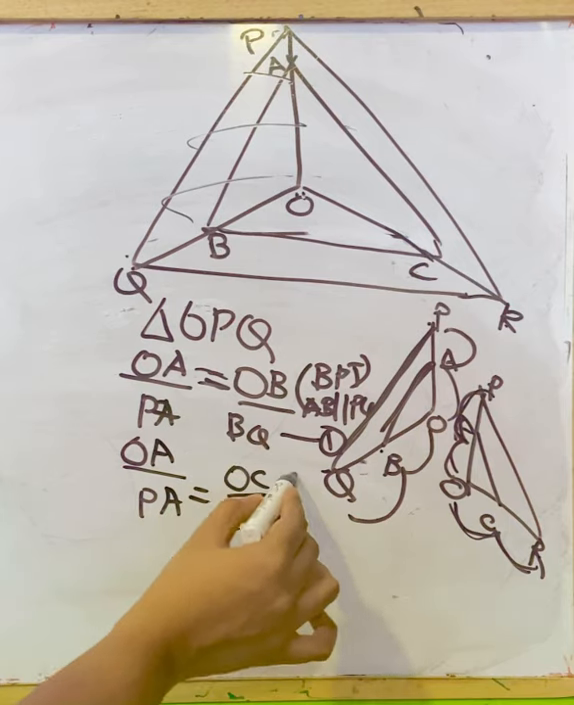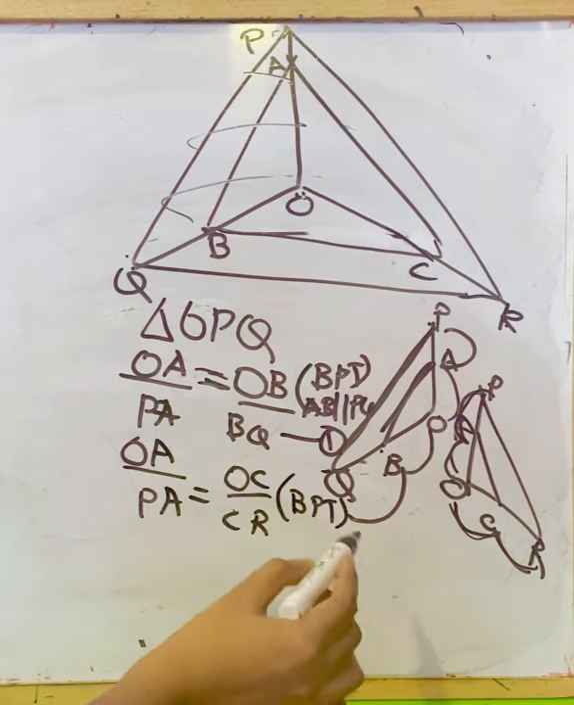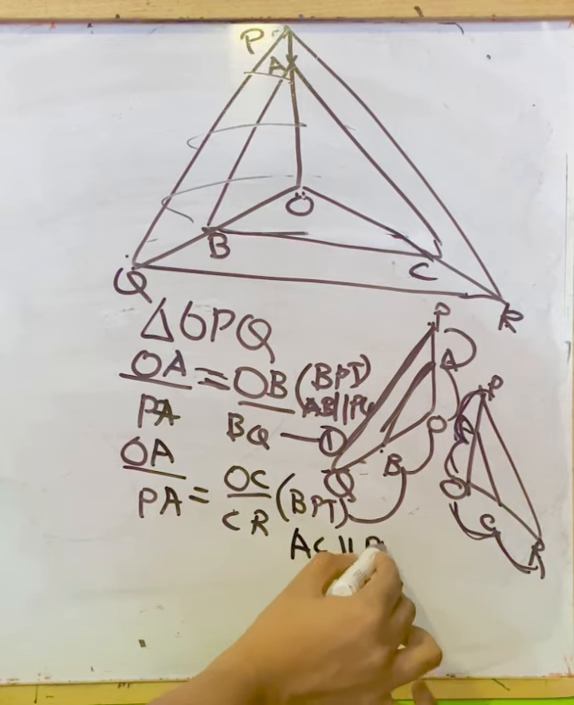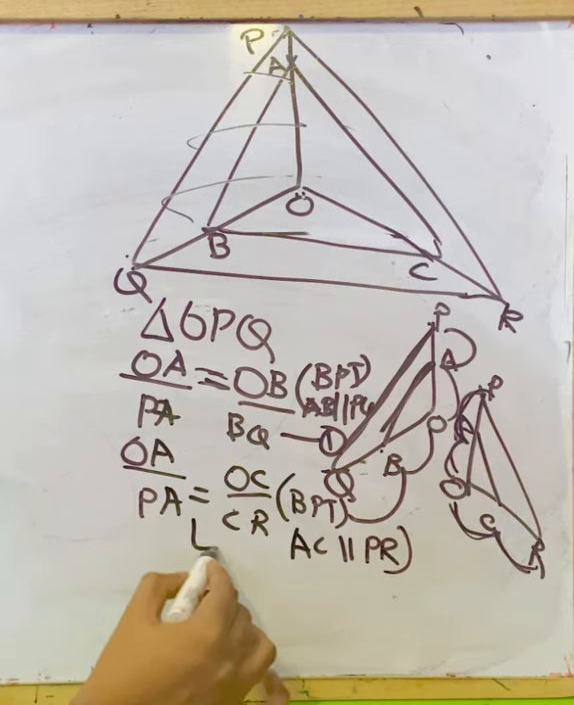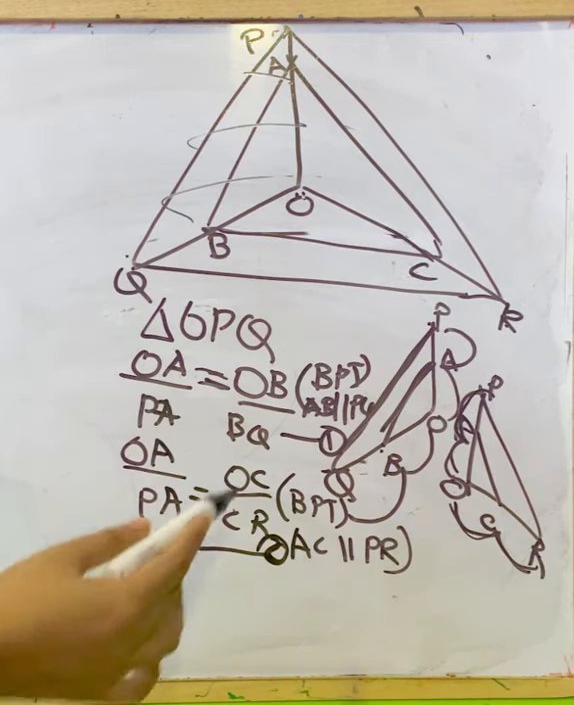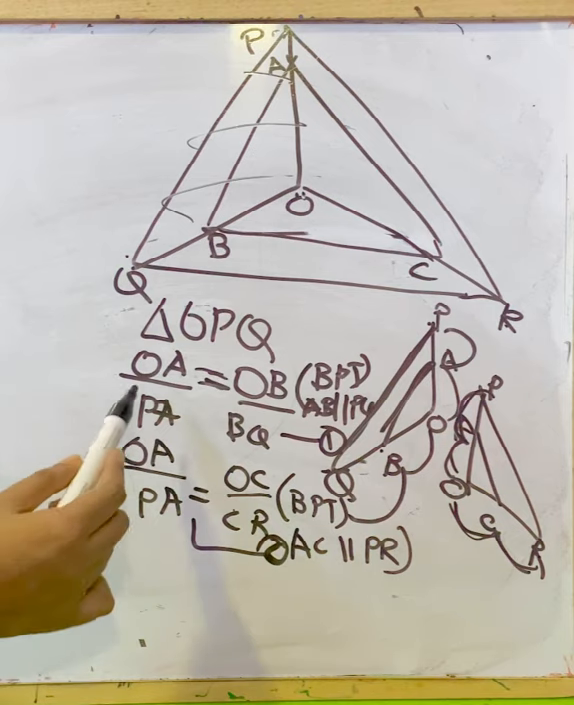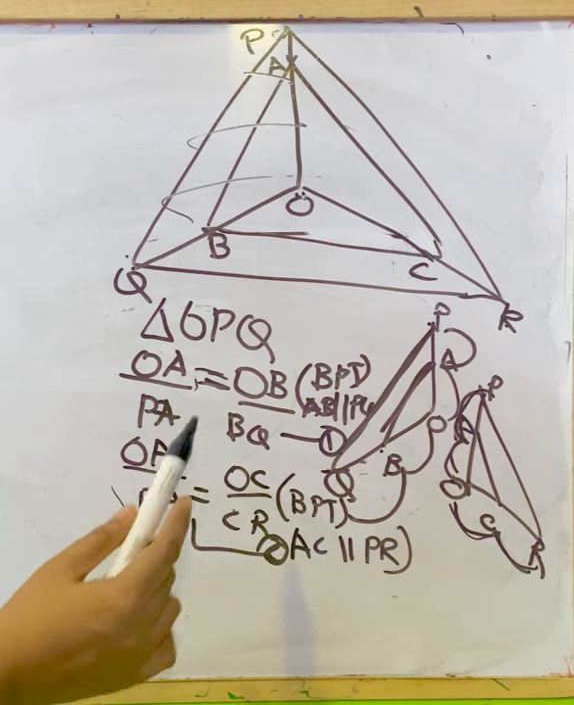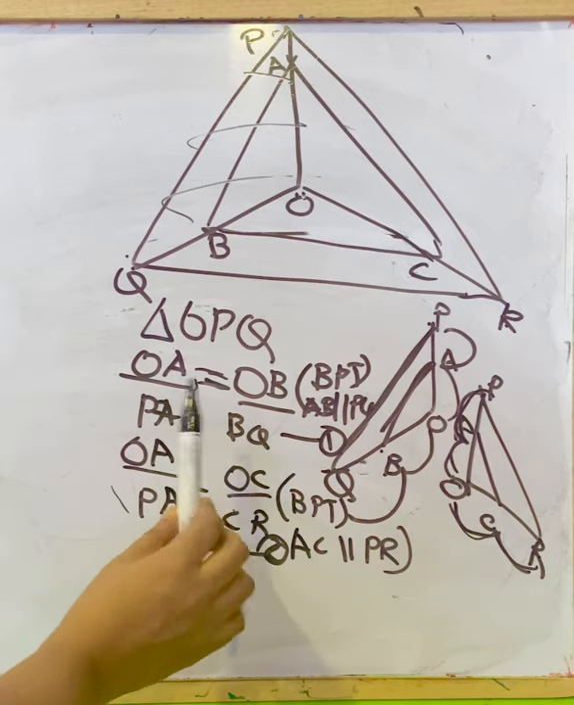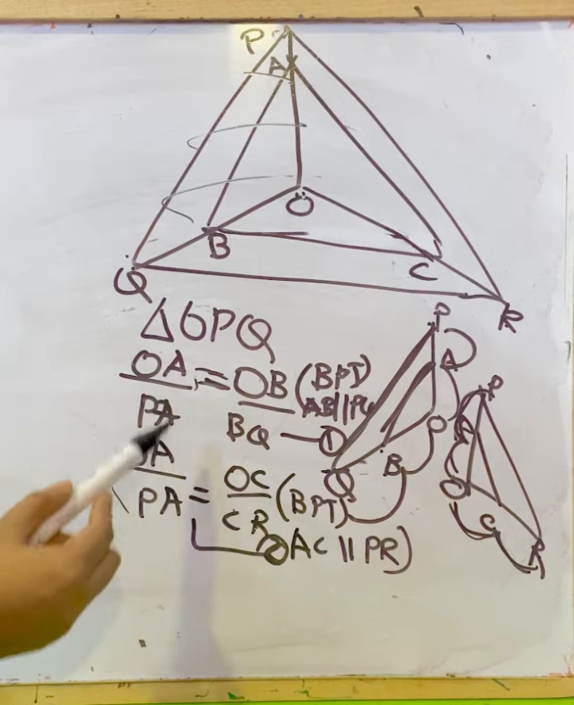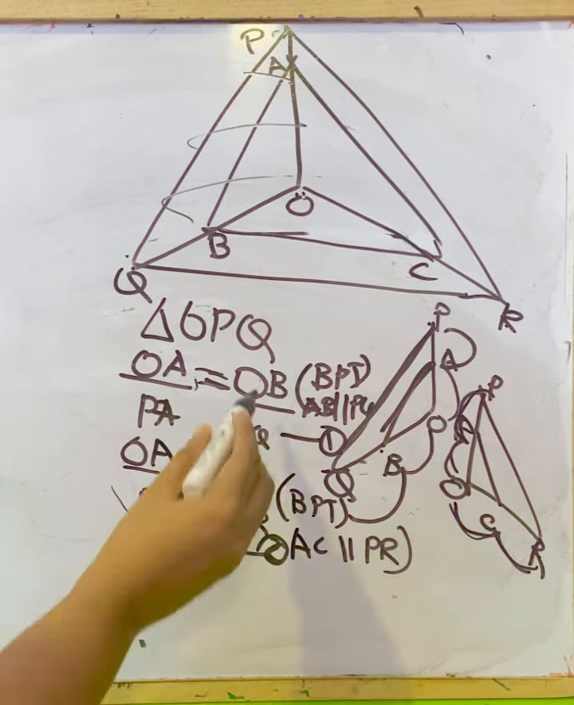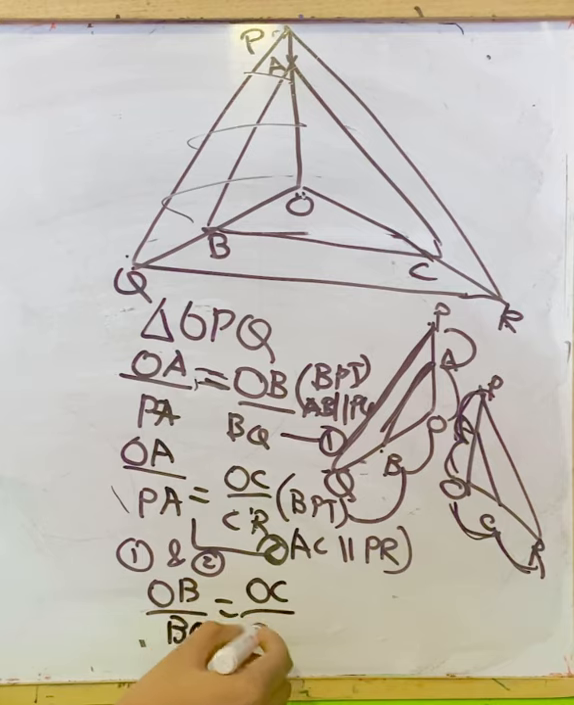Again, the reason is the basic proportionality theorem, BPT, because it is given in the question that AC is parallel to PR. Now let this be 2. Comparing 1 and 2, you can see the LHS part is common, OA by PA. Here also OA by PA. So the RHS parts are equal, and we can directly write from 1 and 2 that OB by BQ equals OC by CR.